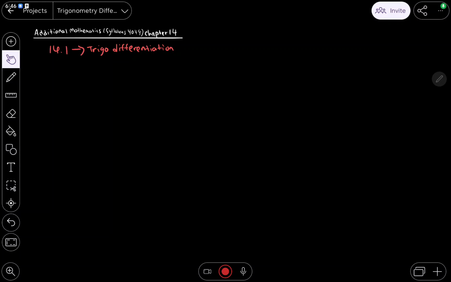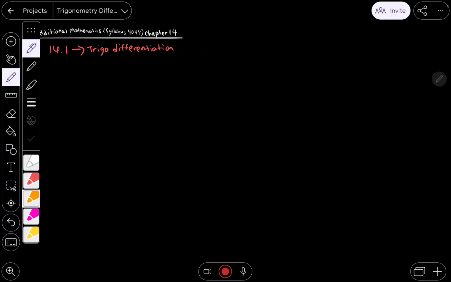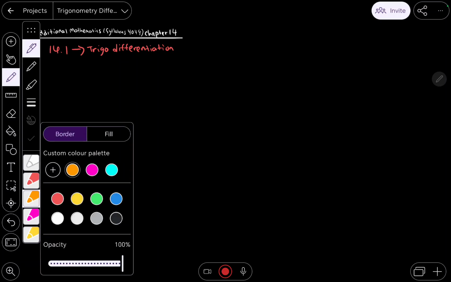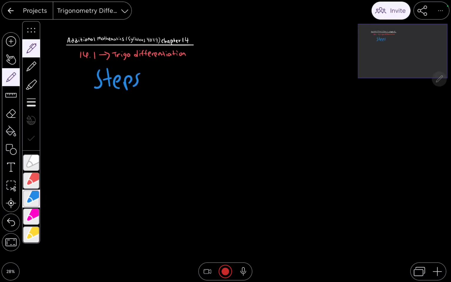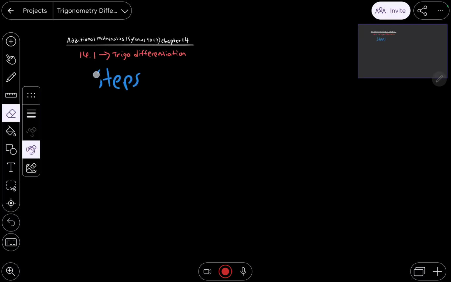Alright, so now I will show you the steps to do trigo differentiation. Alright. Hold on, why is it so big?